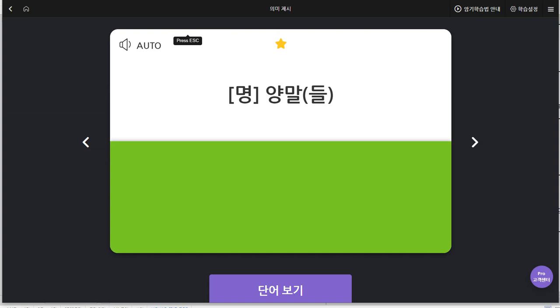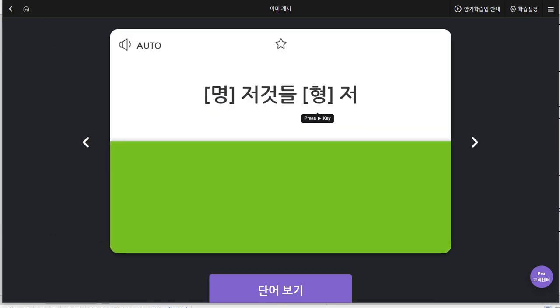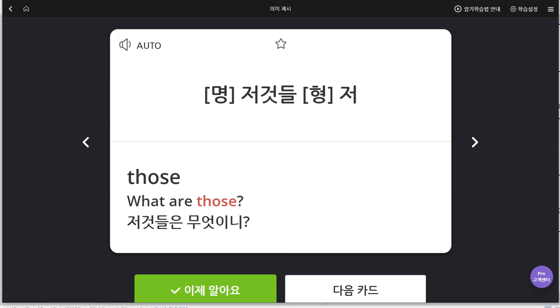Socks. My little sister is wearing red socks. 양말 socks예요? 네. 오케이, 그 다음에 멀리 있는 것들? That은 멀리 있는 거 한 개죠. 이거는 멀리 있는 거 여러 개인데요? Those. Okay, 정리하겠습니다. 가까이 있는 거 한 개는 this. 가까이 있는 거 여러 개는 these. 멀리 있는 거 한 개는 that. 멀리 있는 거 여러 개는 those.